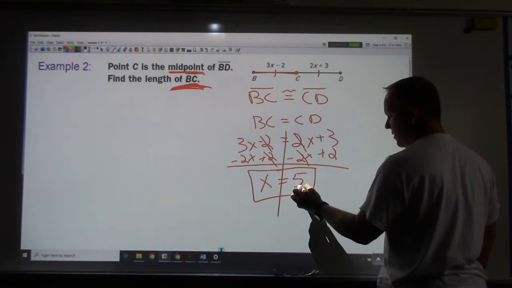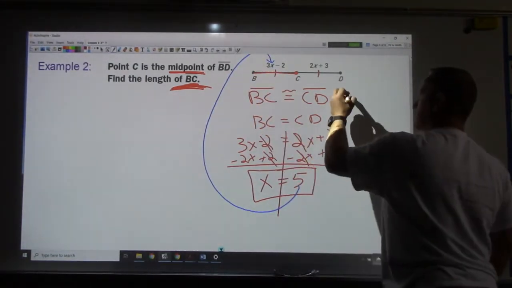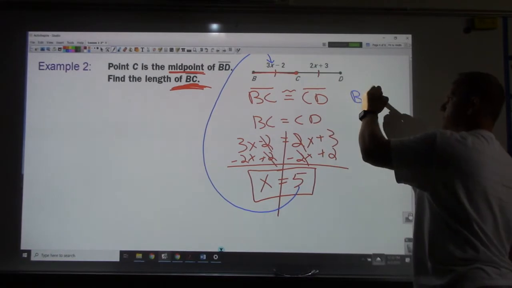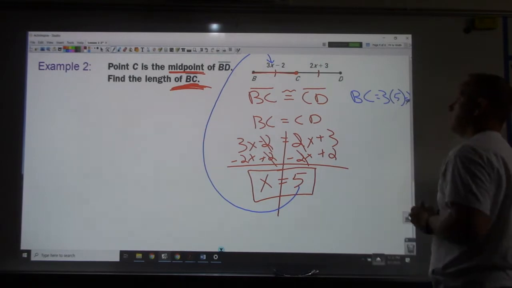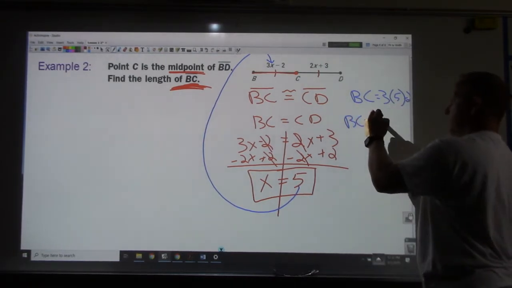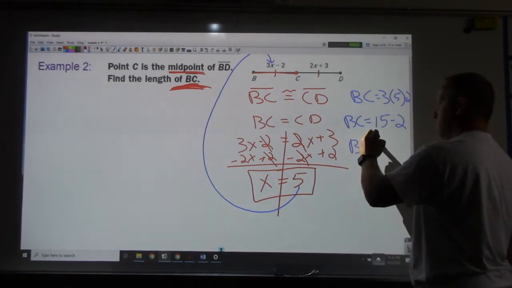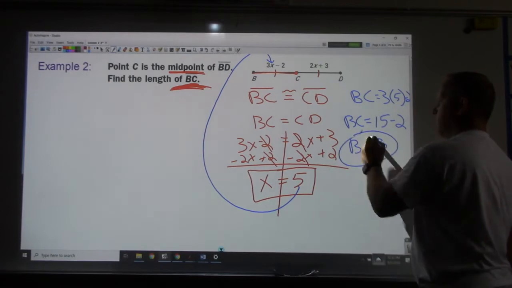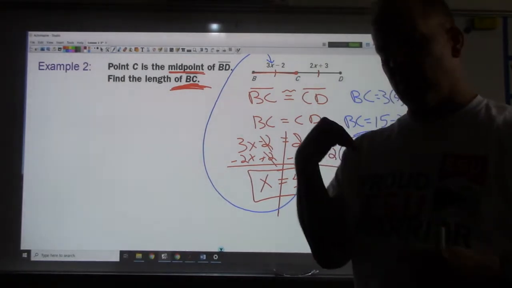So I'm going to take this 5 and plug it in for that x right there. 3 times 5 minus 2. 3 times 5 is 15, minus 2. The length of BC is 13. Now, technically we're done. We can stop, move on to the next problem, right?